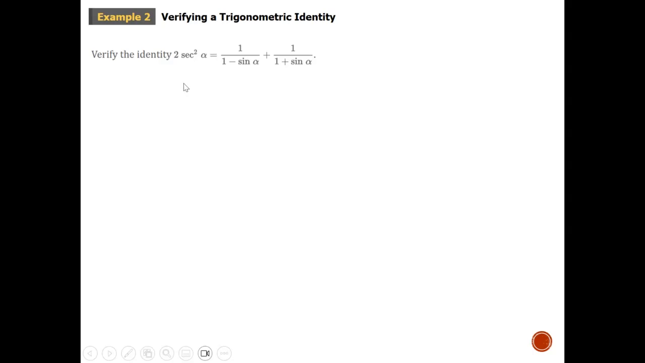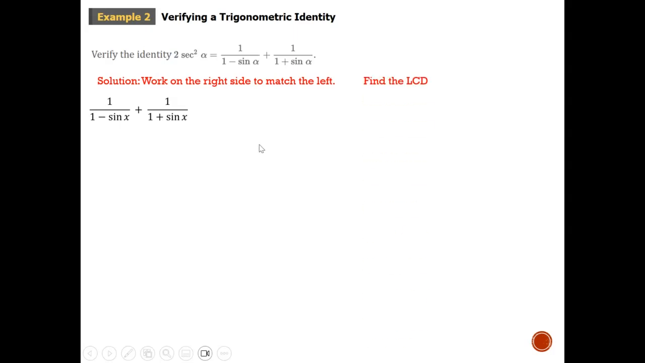Verifying a trig identity. So we have 2 secant squared alpha is equal to 1 over 1 minus sine alpha plus 1 over 1 plus sine alpha. Now, here, guys, I'm going to work on the right side to match my left side, because it's very challenging to go from the left to the right. So I'm going to work on the easier side, from the right side to the left. Now I need to find my LCD. The LCD will be 1 minus sine x and 1 plus sine x.